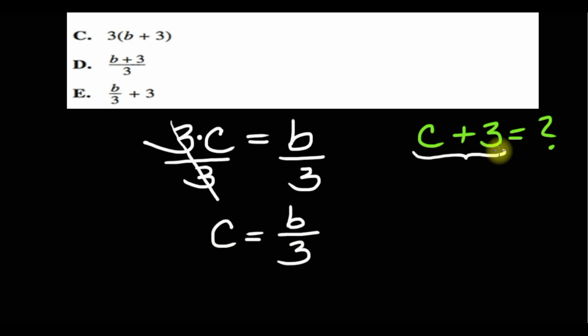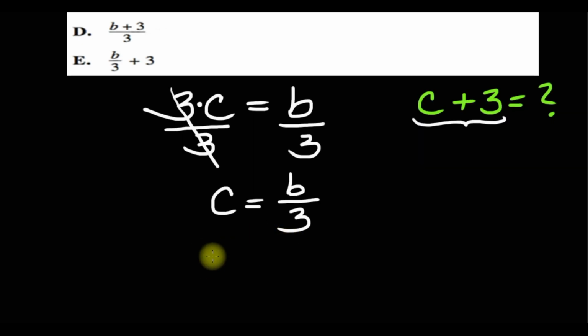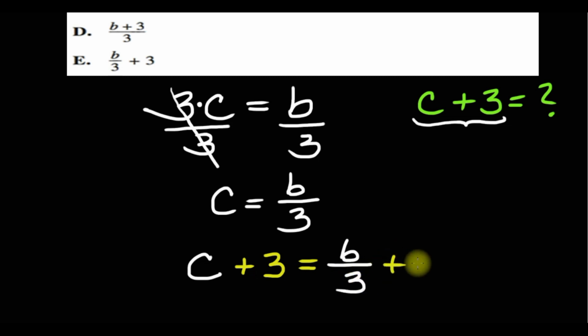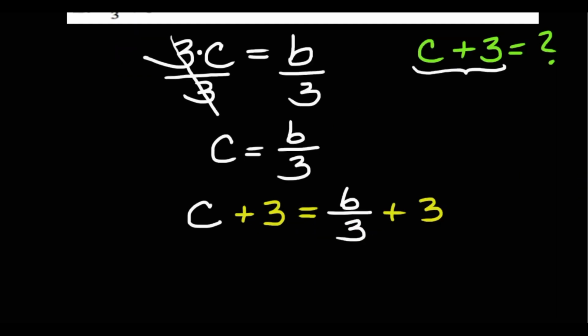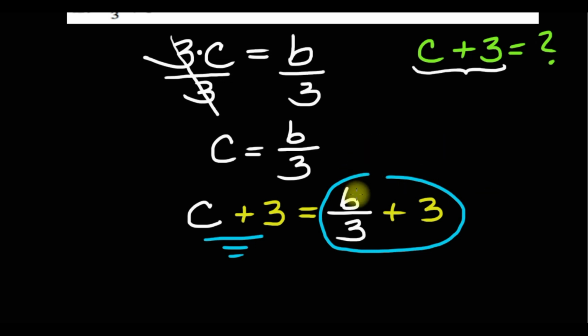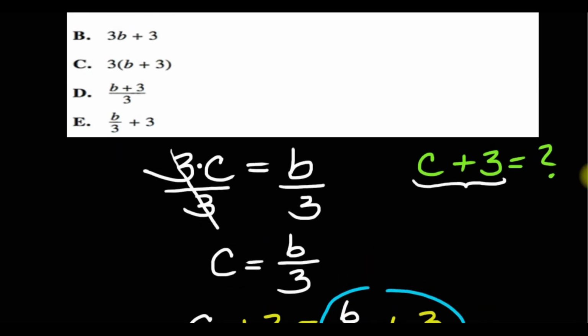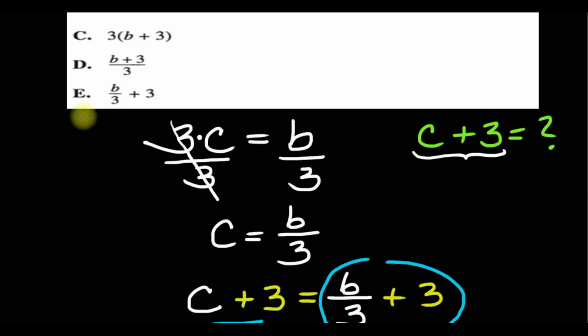But we're looking for C plus 3. To go from C to C plus 3, you would want to add 3 to it. So here I would have C, and then I'm going to add 3 to it. So here it's B over 3, and then plus 3. So now looking at this, you can see C plus 3, which is what we're looking for, came out to B over 3 plus 3. So this is your final answer. When we go back up here, which one is it? Okay, it's going to be this one. So your final answer here is going to be E.